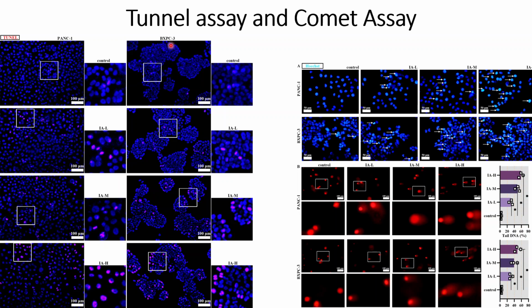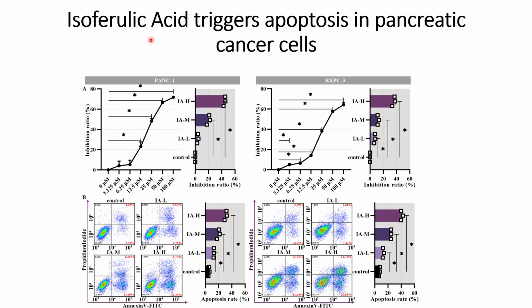In this video, we will continue to discuss some of the results of isoferulic acid on pancreatic cancer cell lines, that is PANC1 and BXPC3. In the previous video, I sometimes mispronounced the propidium iodide and annexin 5 assay as Comet assay.